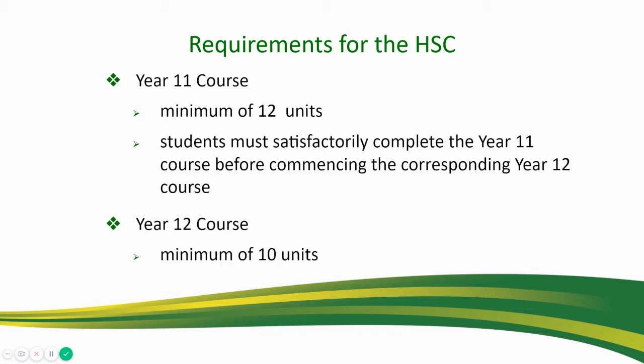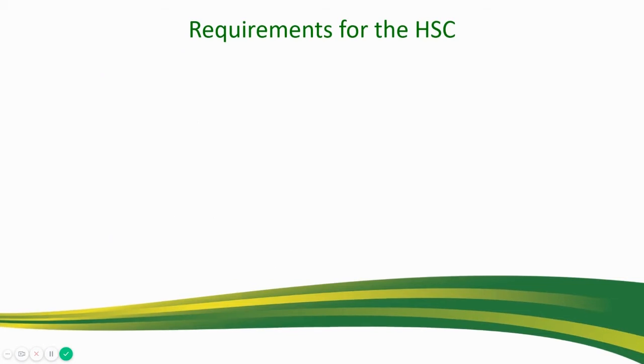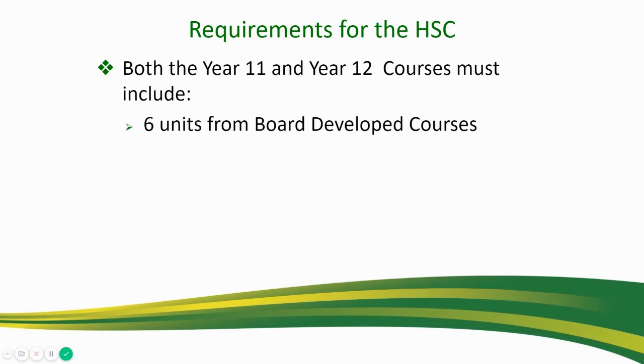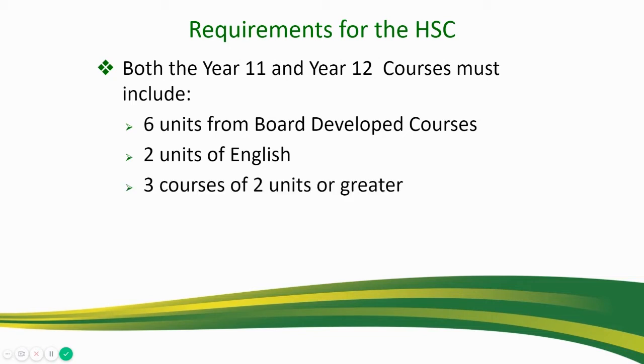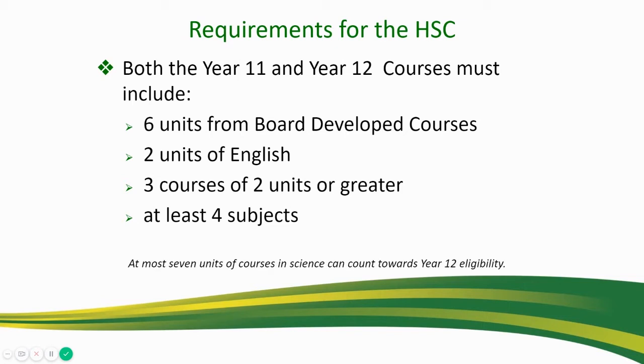Requirements for the HSC: both Year 11 and 12 courses must include 6 units from Board Developed courses. Out of the total units, 2 units must be English, 3 courses of 2 units or greater, and at least 4 subjects. At most 7 units of science can be counted.